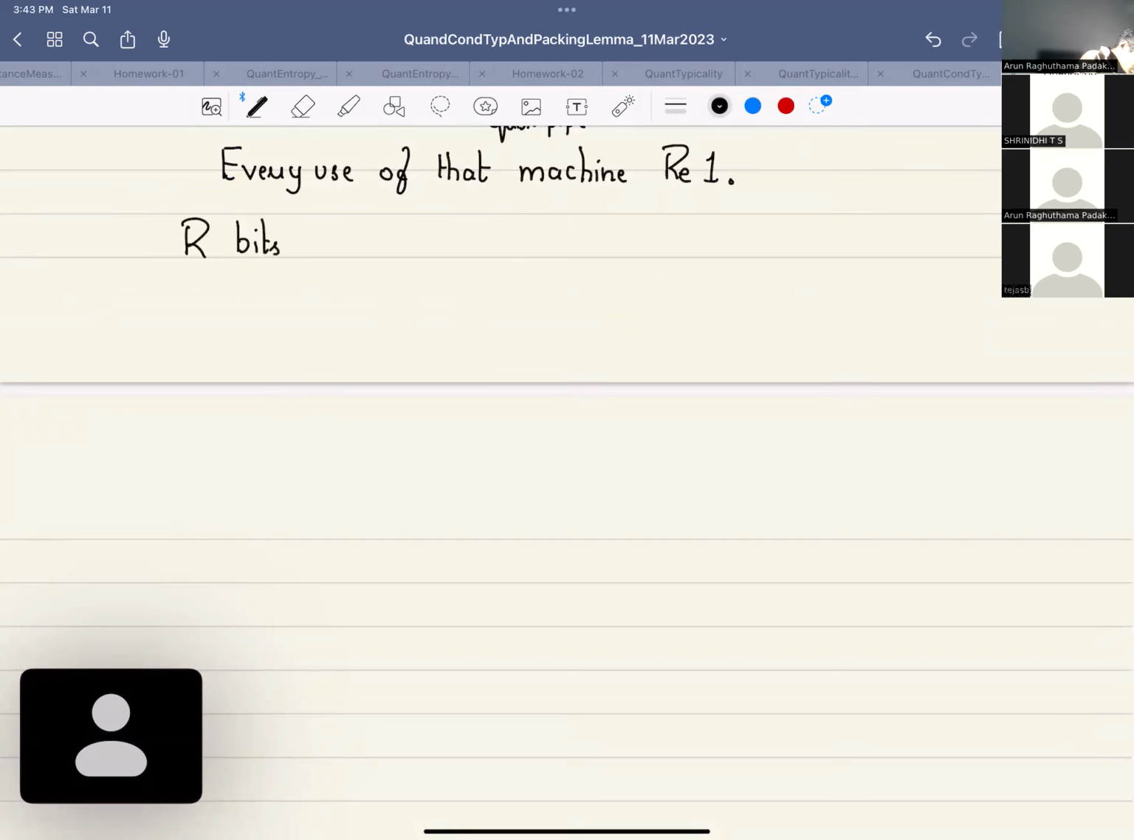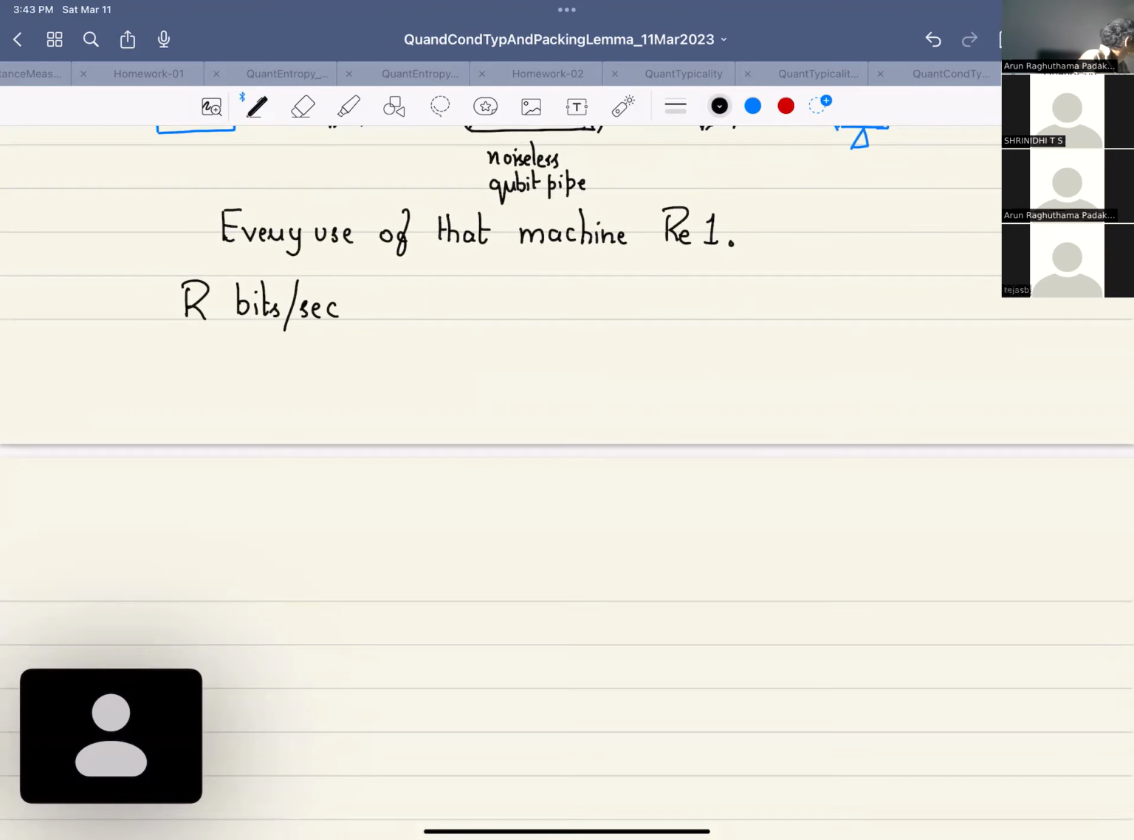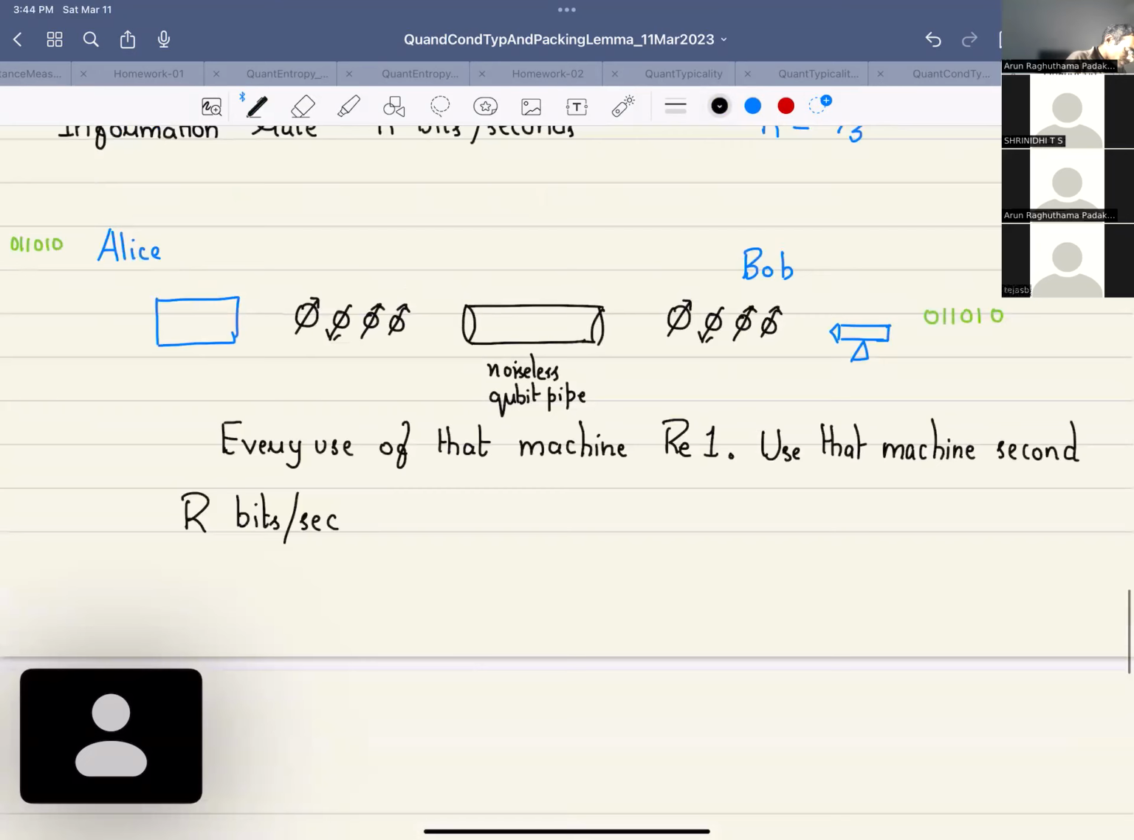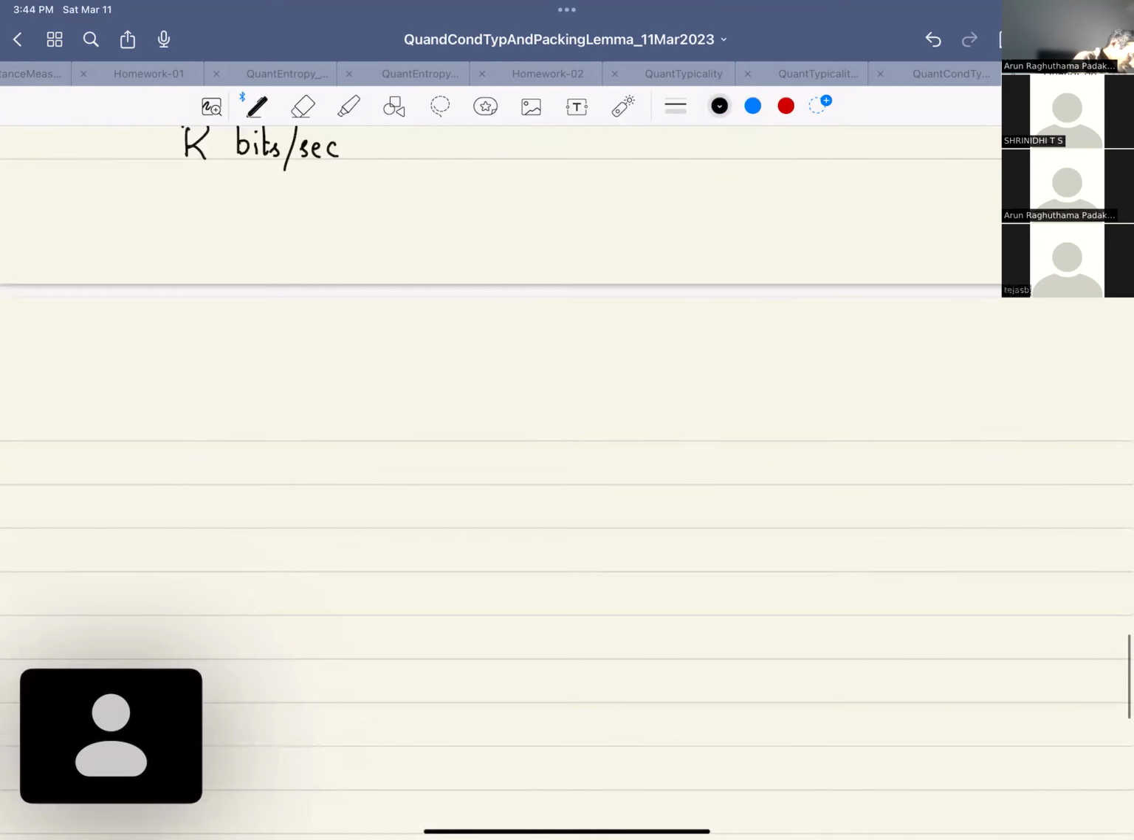And say, for simplicity, you can use that machine every second. So every second you can set its lever position. It will prepare that quantum state and throw it out. Okay, so what is happening? Just for simplicity, let's say R equals 1/3.